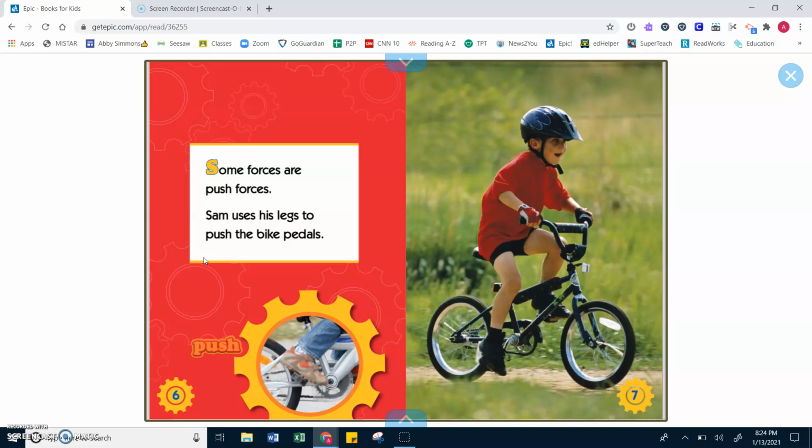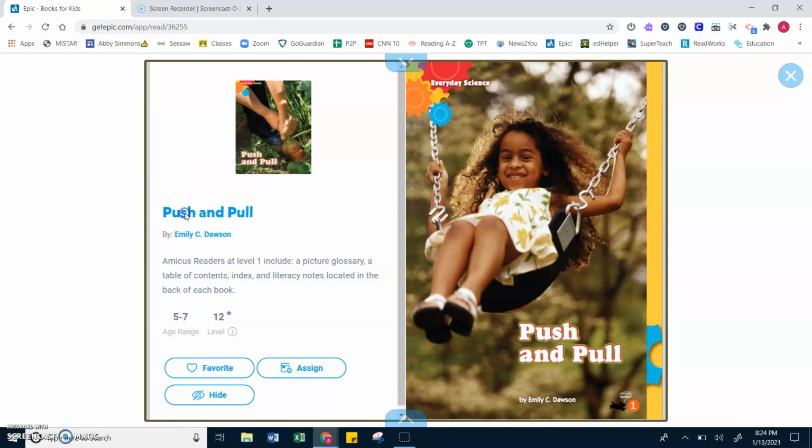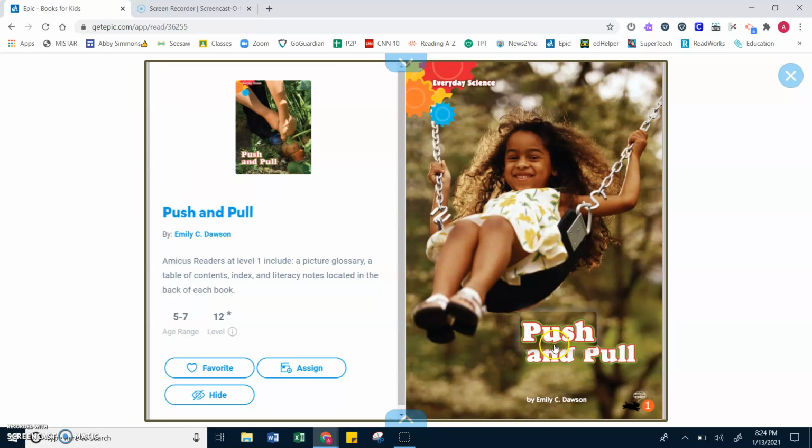And our last one, Sam is riding his bike, and what is he doing to the pedals? Is he pushing the pedals away from him or pulling them toward him? He is pushing. So remember, there are two different types of forces that we talked about, push and pull. Push is going away from us, and pull is coming toward us.